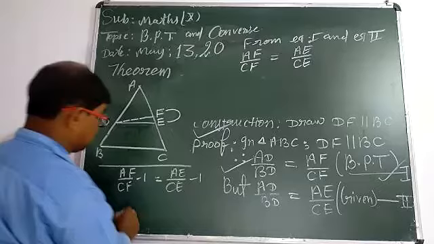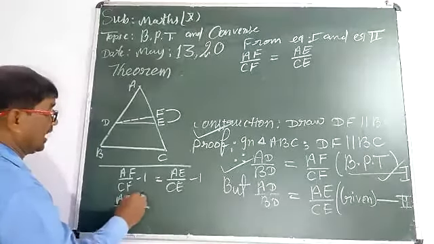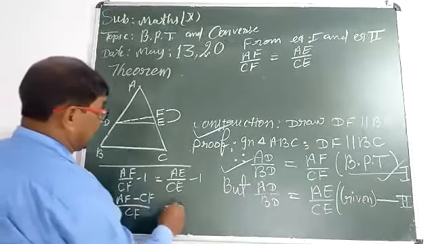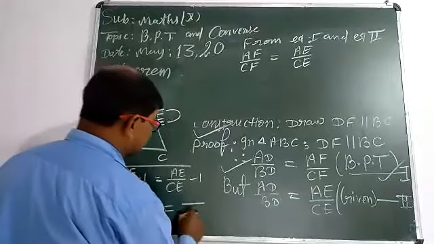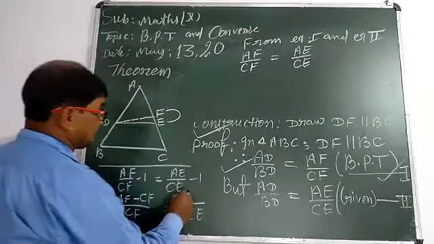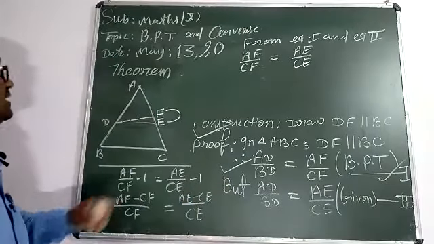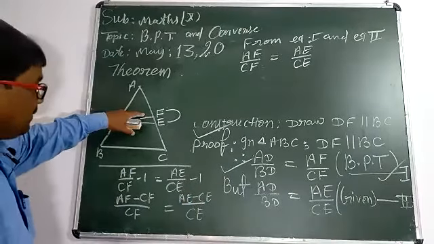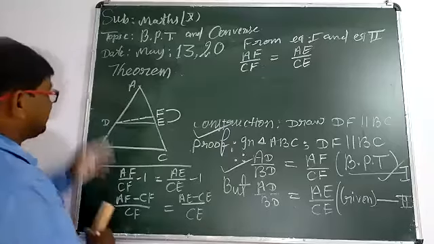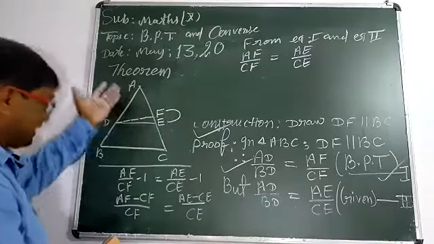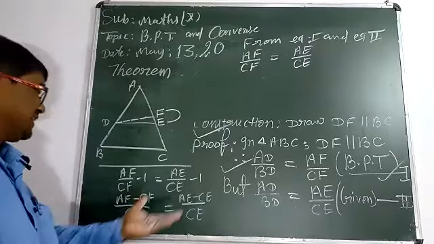Now taking LCM, CF is CF, so AF minus CF equals, taking LCM CE, AE minus CE. Now check AF minus CF. That is not possible. We can subtract AF minus AC, but here AF minus CF is not possible.